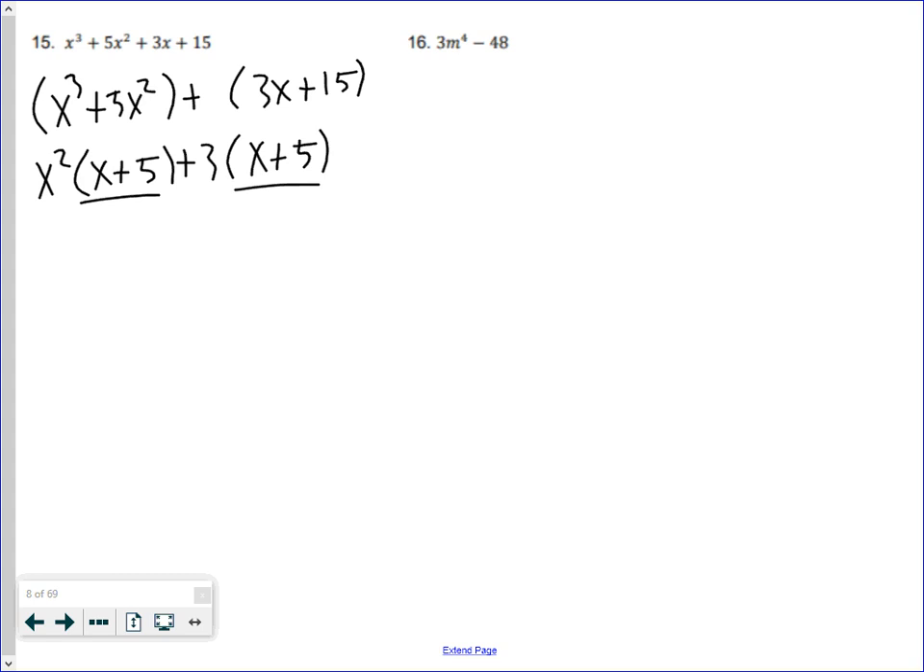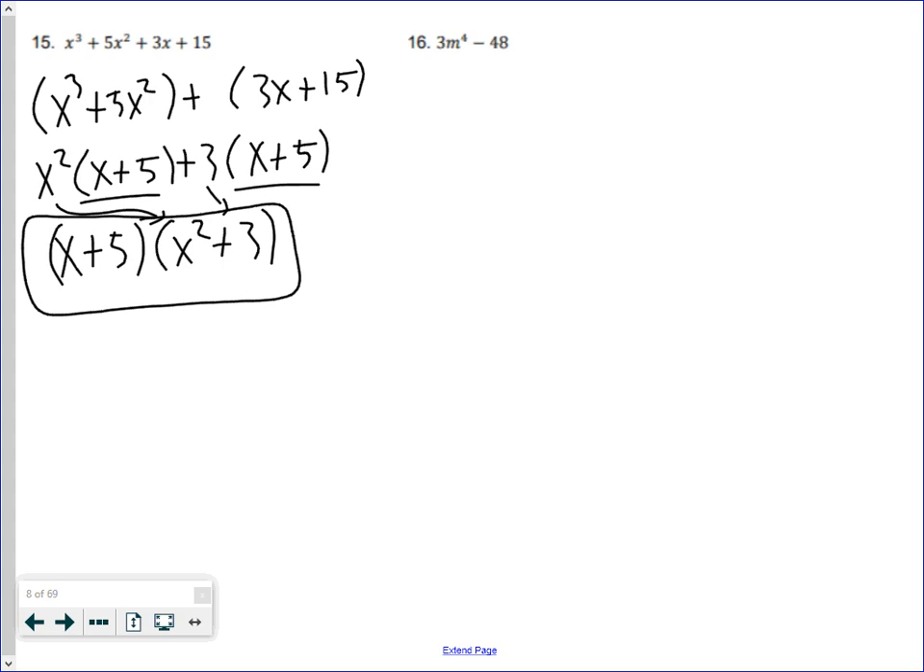So that means we can factor out the x plus 5 from each of those pairs to give us x plus 5 times x squared plus 3. We really just bring out what we took out in its own little factor. All right, and we can't really factor out any more from here. So that's our answer: x plus 5 times x squared plus 3.